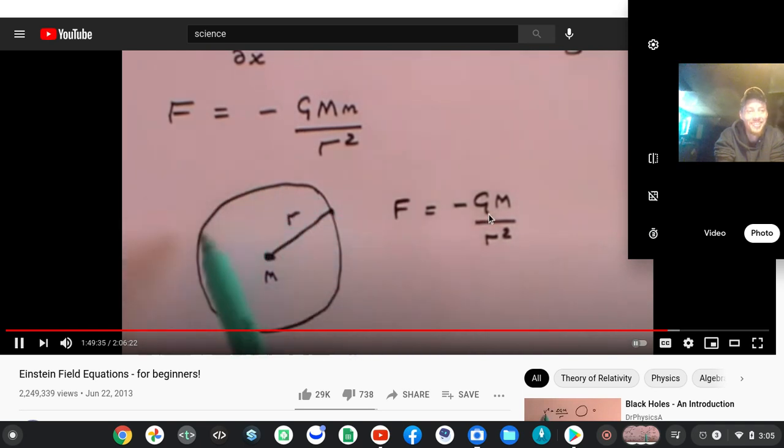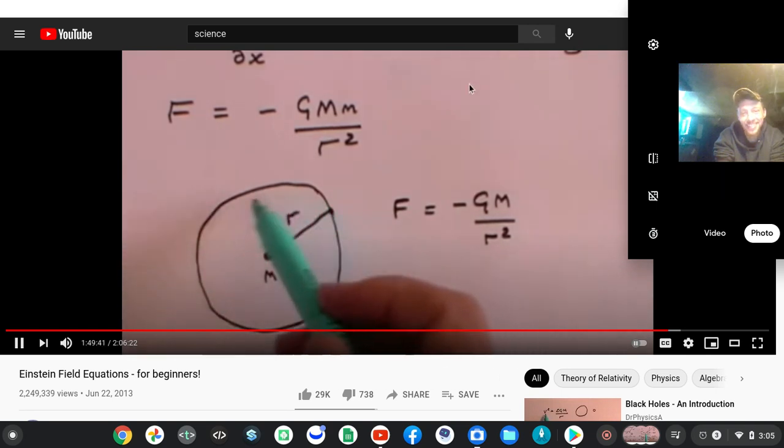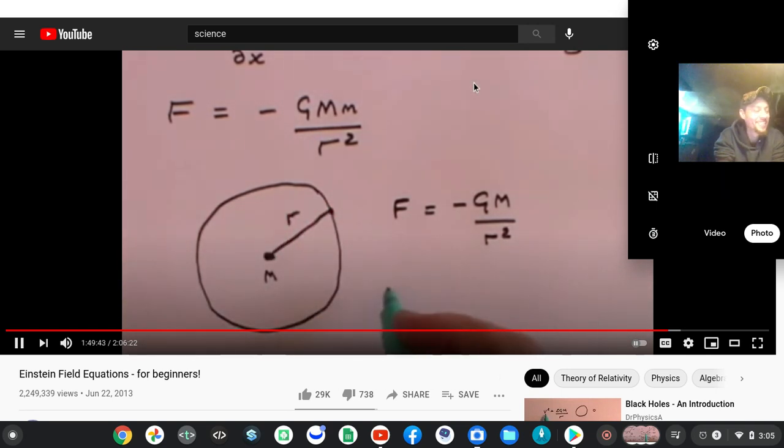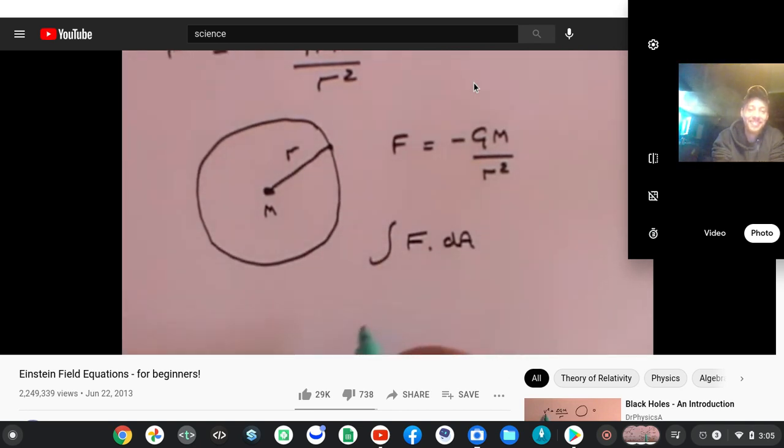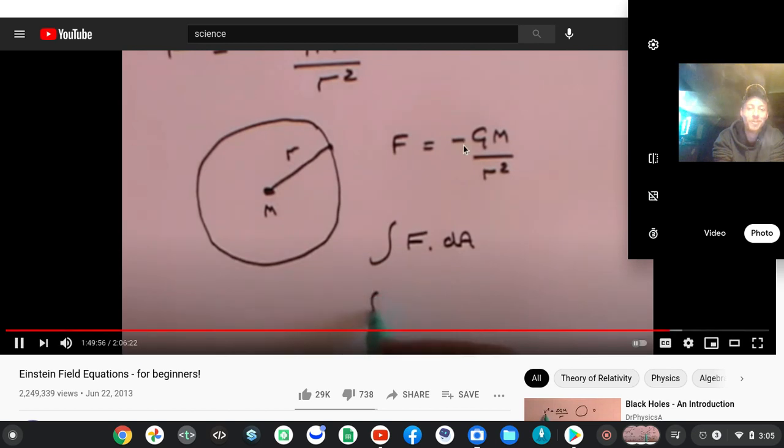So therefore, what is the total force across the whole of the surface of that sphere? Well, that's going to be the integral of F dA, where dA is the area of the surface of the sphere. And that's going to be the integral of the force, which is minus GM over r squared, times dA.